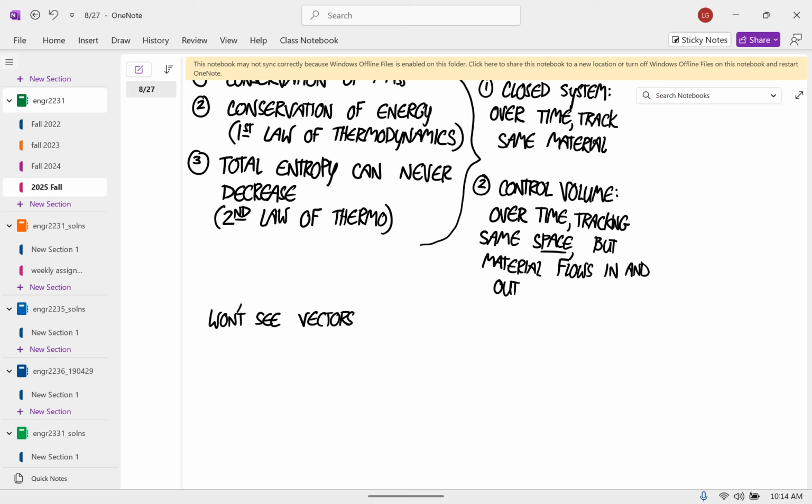But there is an important sign convention thing that I want you to start getting used to now. There's a very important sign convention that we're always going to use for the first law of thermodynamics.